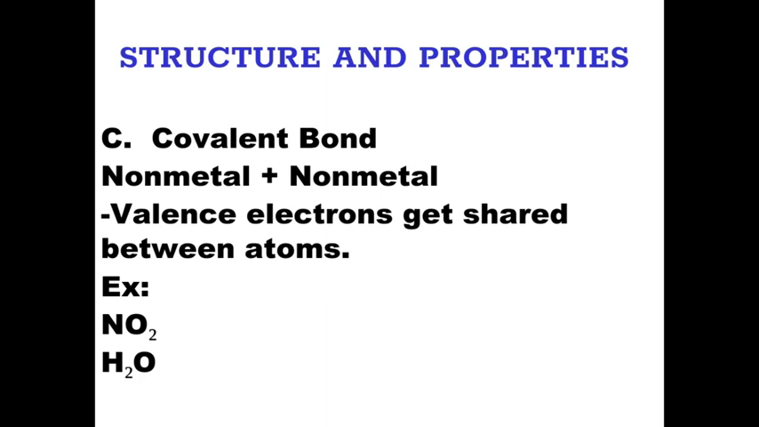Then we get on to covalent bonds. Which is your nonmetal plus your nonmetal. That's your negative ion attached to another negative ion. So what happens is the valence electrons are actually shared between the two atoms. So here's some examples there. You got nitrogen dioxide, right? Dihydrogen monoxide, which is actually just water. And so you have nonmetal bonded to nonmetal. And so that's your covalent bonds.